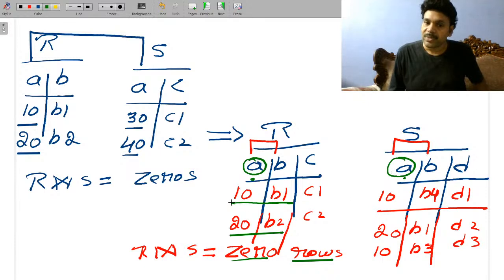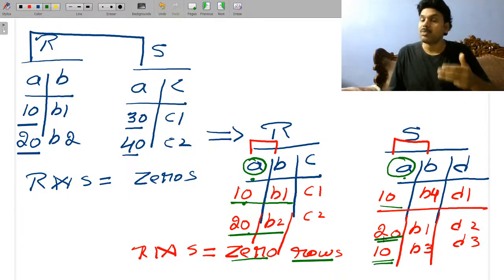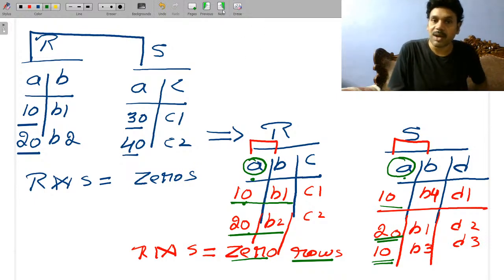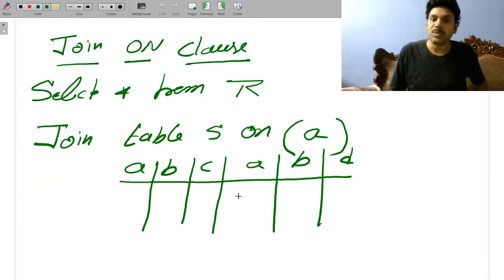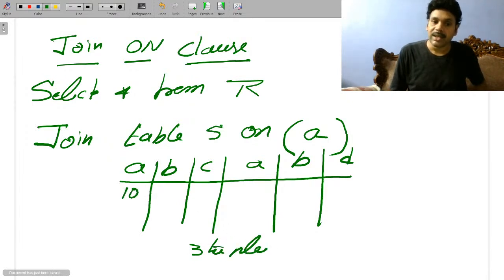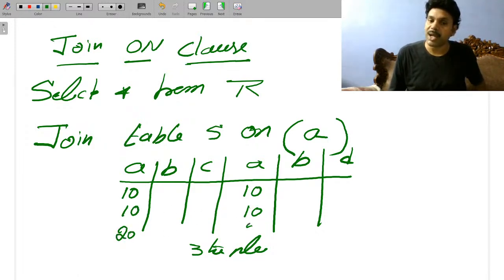Therefore, this 10 can map to this 10, this can map to this 10, and this 20 can map to this 20. Therefore, you are going to get almost all 3 tuples. So our answer from this is how many tuples? 3 tuples we are going to get. Why 3 tuples? This 10 is matched one time with this 10, and this 10 is matched one time with this 10, and next this 20 is matched with this 20. So this is how you have got tuple 1 here, tuple 2 here, tuple 3.